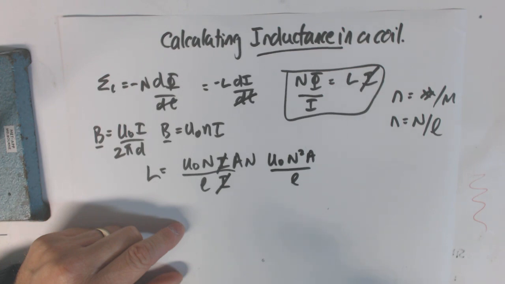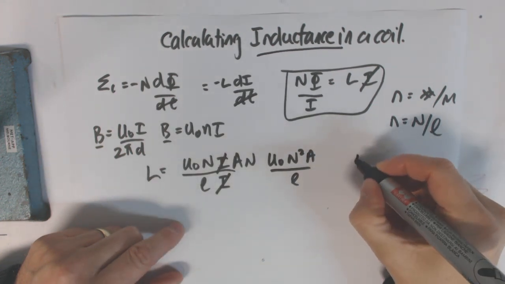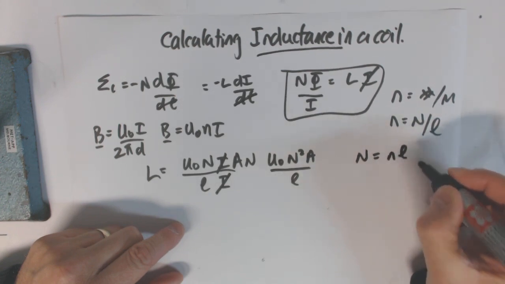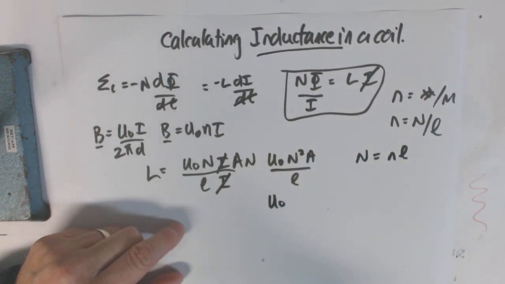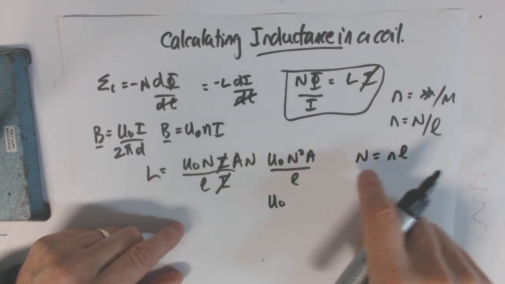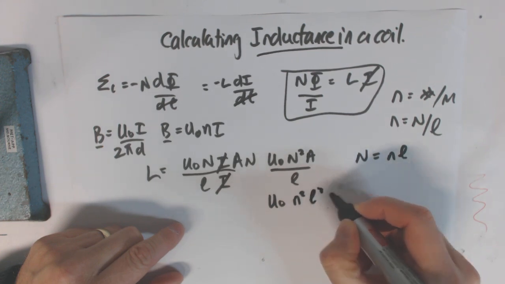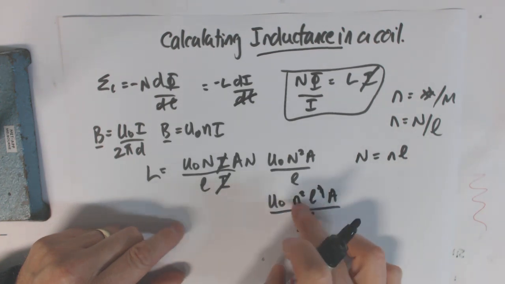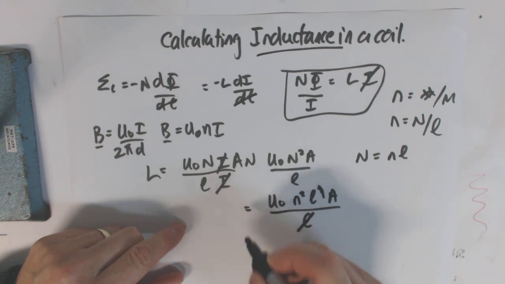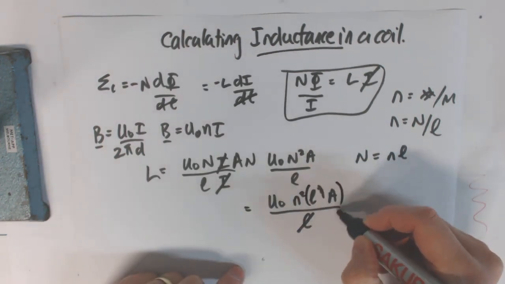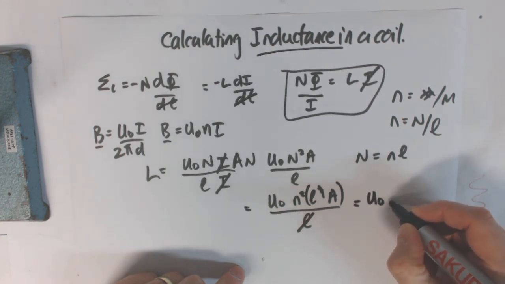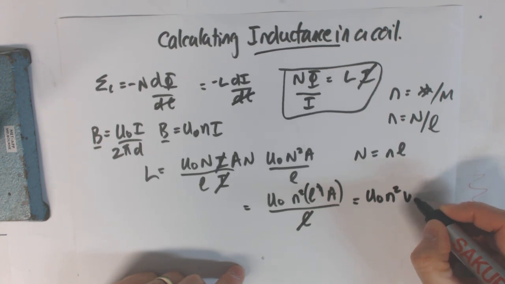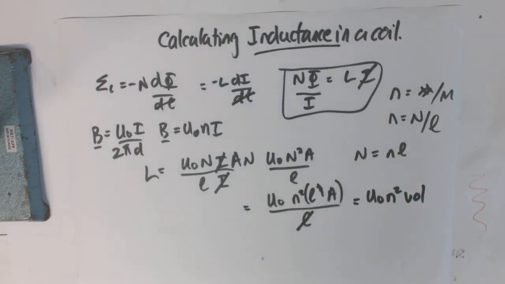Now if we make some substitutions, and the substitutions we can make is that big N equals little n L, so let's do that, mu naught, and big N squared equals little n squared L squared A over L. We can cancel that, and we've got mu naught little n squared L A. So actually what we found is that if we call that the volume of the coil, the inductance of the coil equals mu naught little n squared times the volume of the coil. Nice, simple little formula. Beautiful.